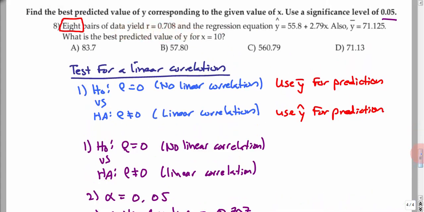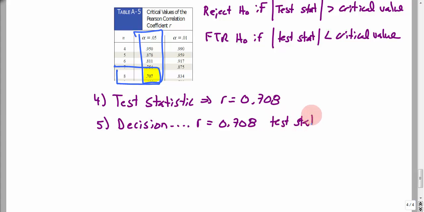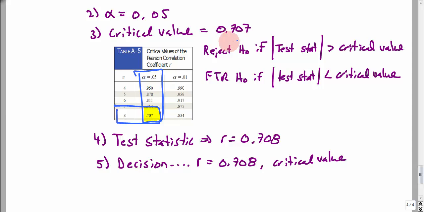0.708, perfect. So now I'll go ahead and make a decision. And I'll need my R value, and I'll need my test statistic. I'm sorry, that was my test statistic. I need my critical value. And my critical value in this particular case was the 0.707.